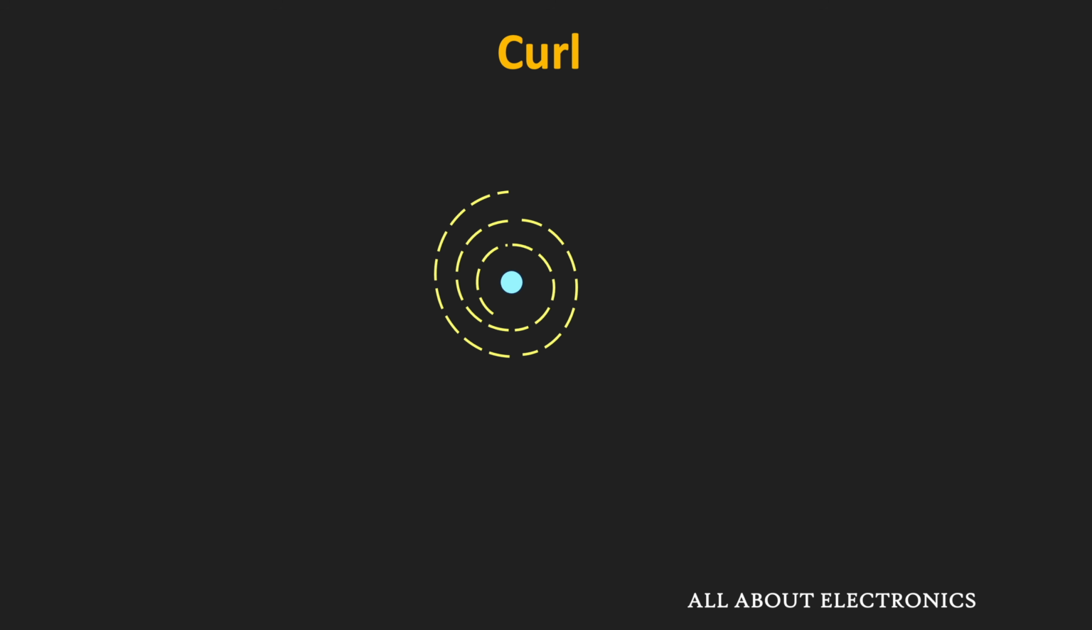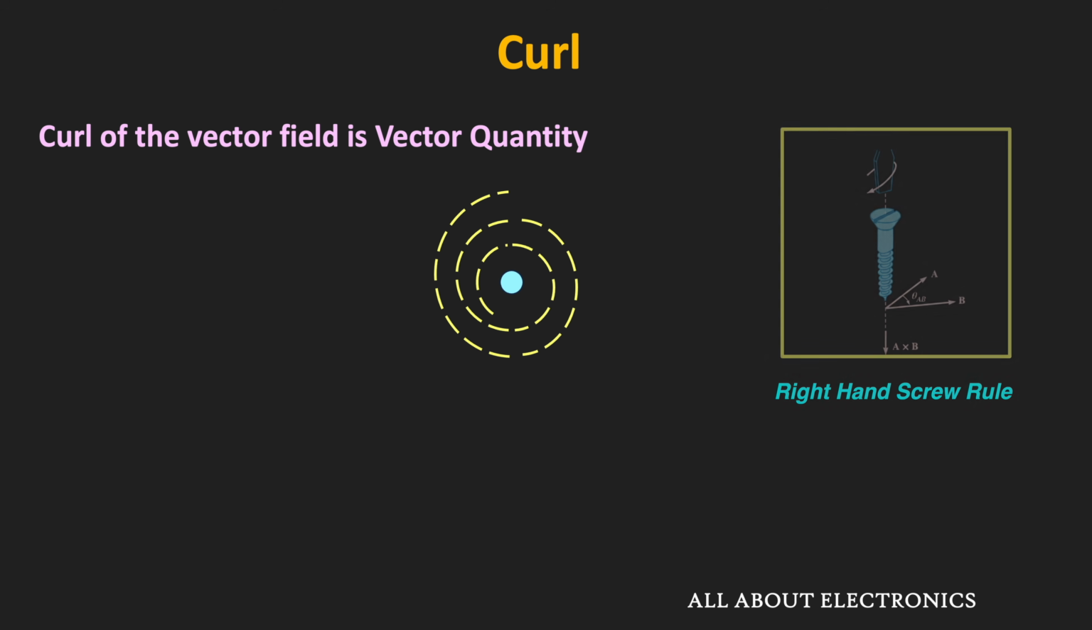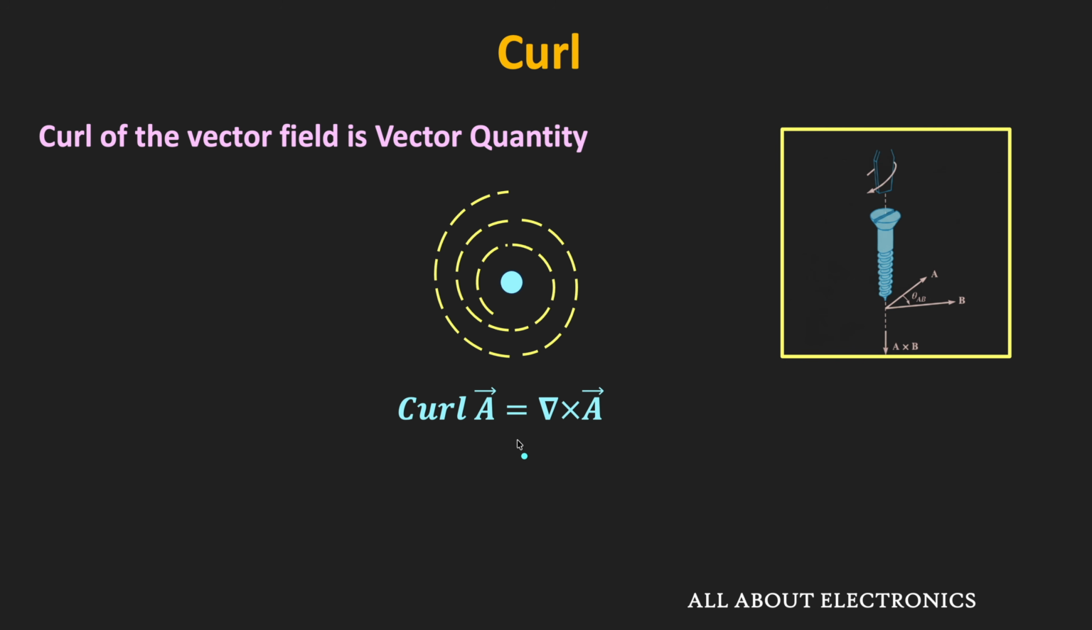We have seen that the divergence of the vector field represents a scalar quantity, but unlike that, the curl of the vector field represents a vector quantity. And this curl of the vector field points along the axis of the rotation, and we can find its direction using the right hand screw rule. So mathematically, the curl of the vector field A can be given as del cross A, where this del represents the vector differential operator. Now, let us see the actual definition of this curl.